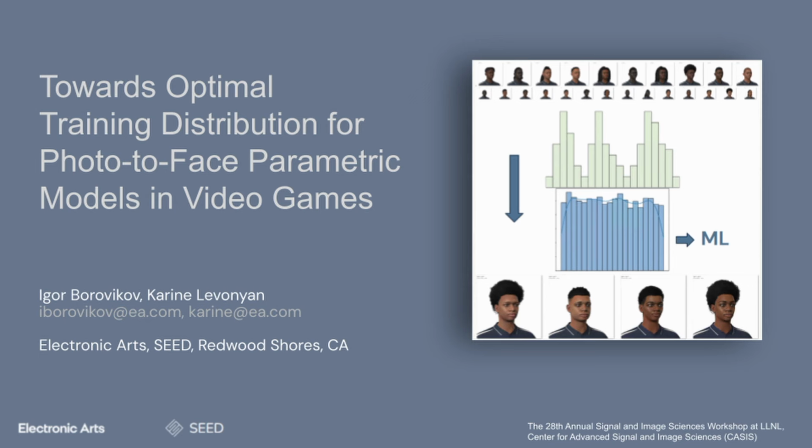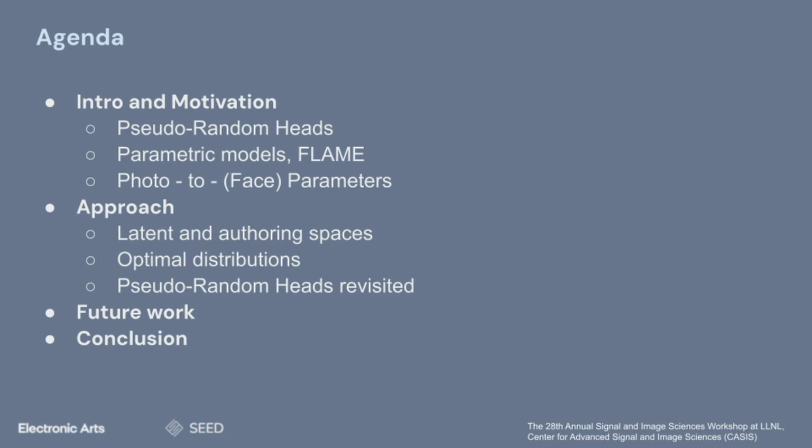Also, we will introduce the context for this work and move to the technical part. So we start with explaining what pseudo-random heads are. They are generated for parametric models. An example of such a model is Flame, used widely in academia. We will talk about the photo-to-face parameters problem, and then we will go to explaining how we use latent space and authoring spaces to approach our problem. Optimality of distribution, we will explain that and revisit our pseudo-random heads. We will finish with future work and conclusion.